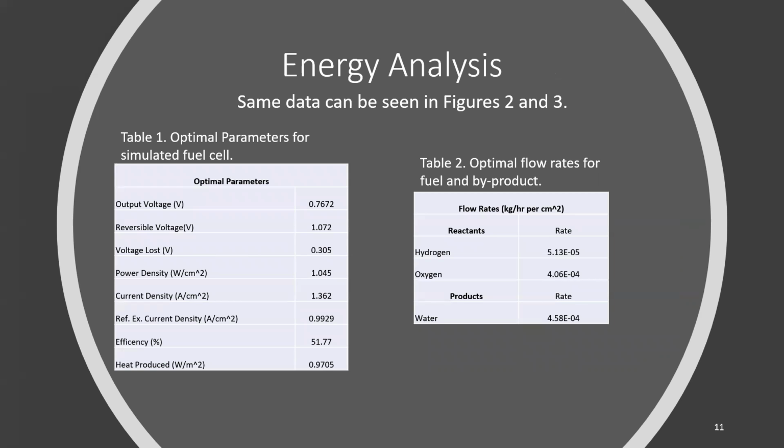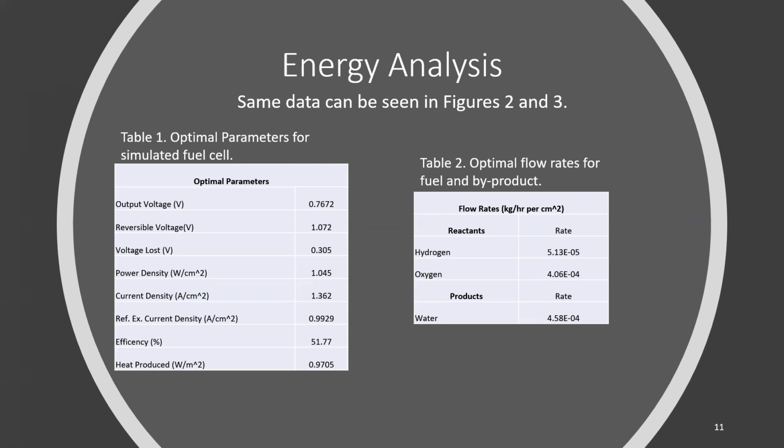So for our energy analysis, these parameters can be seen in figures 2 and 3, but they're also placed into tables 1 and 2 just for quick reference. Table 1 shows some of the optimal parameters from our fuel cell, such as the voltage, voltage loss, power density, and a few other parameters of importance. And then table 2 shows the flow rates required for the hydrogen and oxygen, and the flow rate of water that would be produced in the fuel cell.